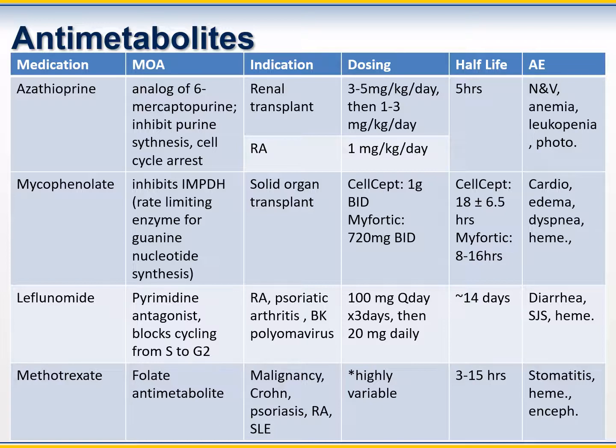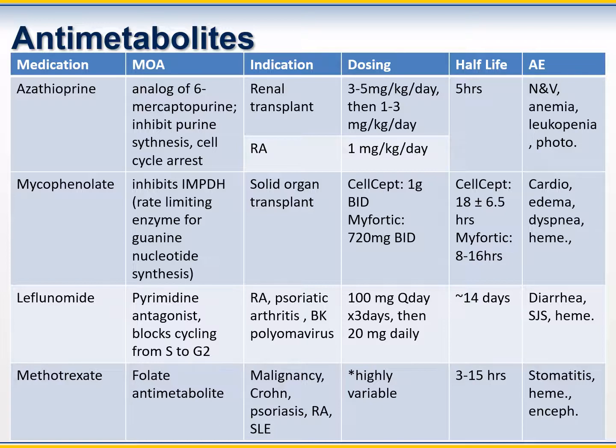Leflunomide, I know it's not technically an antimetabolite, but I included it here because it fits in a little bit more with the mechanisms. It's a pyrimidine antagonist, so it blocks cycling from the S phase to the G2 phase. And then you have methotrexate, which is a folate antimetabolite. All of the dosing can vary just depending on what the indication is. Leflunomide is not really used for your transplant patients as part of their regimen, but it can be used for BK polyomavirus, so I included it on this slide.